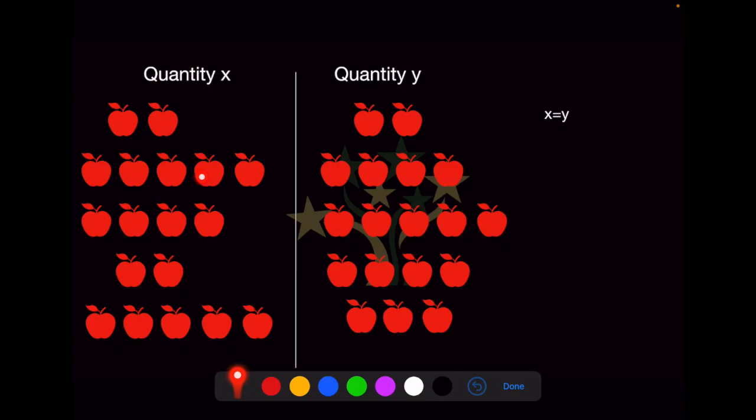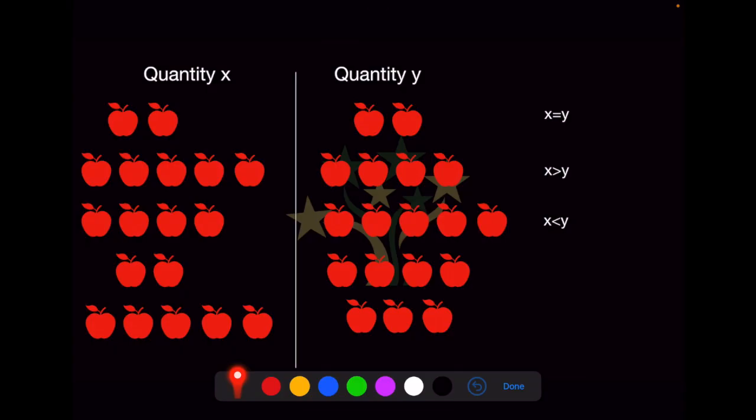Now in the second case the number of apples in basket x is greater than that in y. So here what do we say? Quantity x is greater than quantity y. In the third case, y basket has more apples than x basket. So in this case, what do we say? X is less than y.